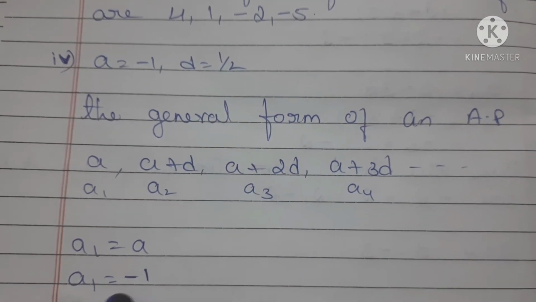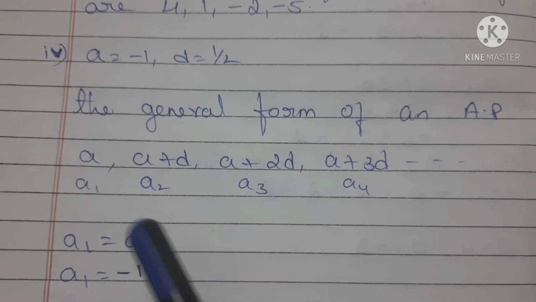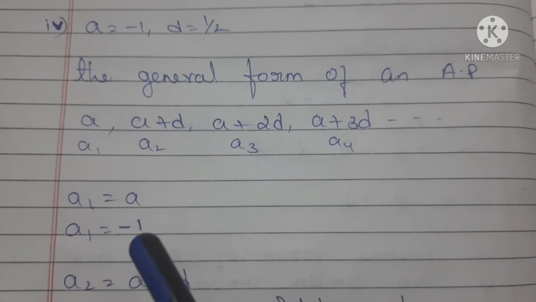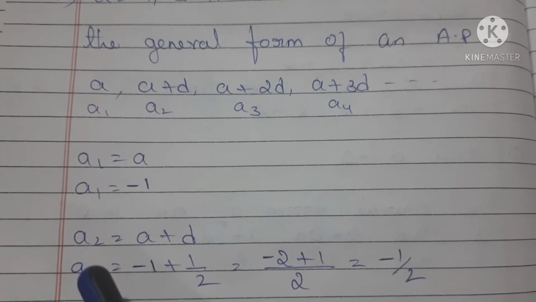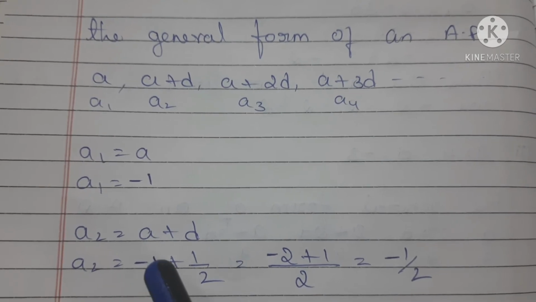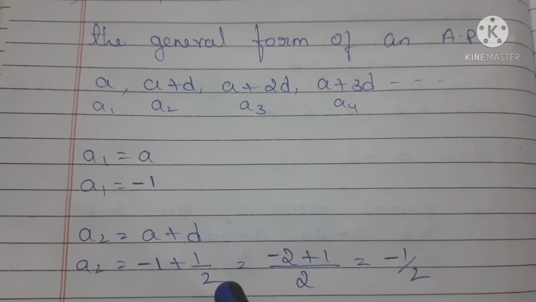Now a1 is equal to a. a1 is equal to, here a value they gave as minus 1. Now a1 is equal to minus 1. a2 is equal to a plus d. Here a2 is equal to minus 1 plus d value they gave as 1 by 2.